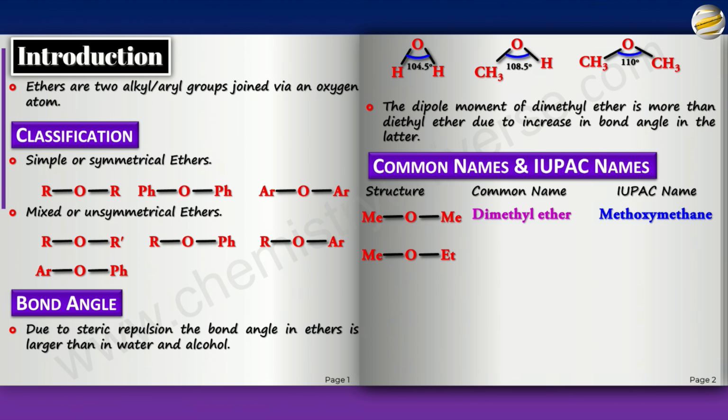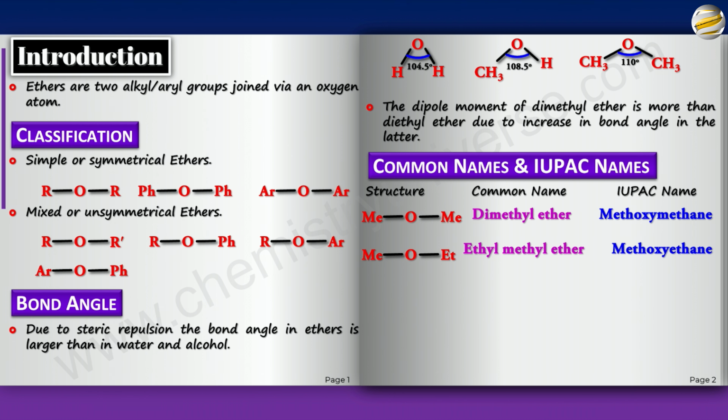So if it comes to common name, we'll say ethyl methyl ether rather than methyl ethyl. We'll do it alphabetically. And what do you think will be the IUPAC name? Obviously, you have to select a parent and it has to be the chain with a higher number of carbon atoms. So it has got 2 carbons, so this is ethane and this is the methoxy group. So it's methoxyethane.